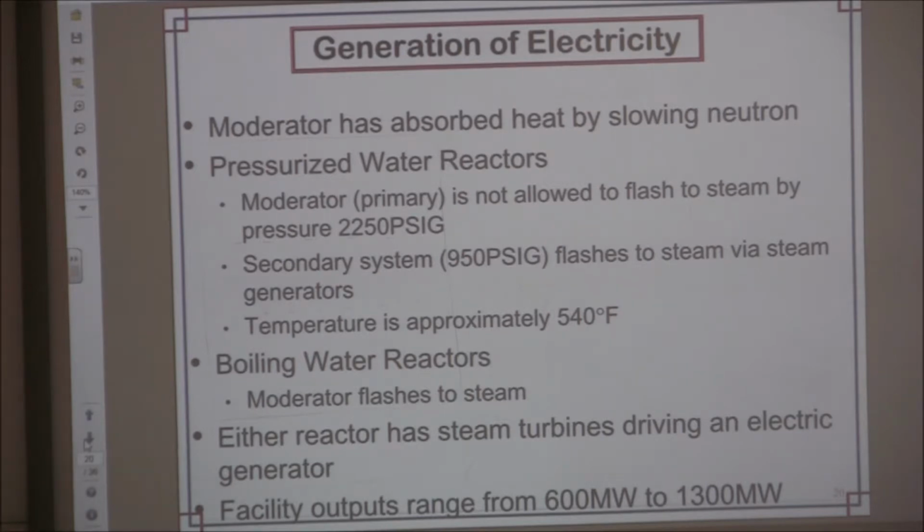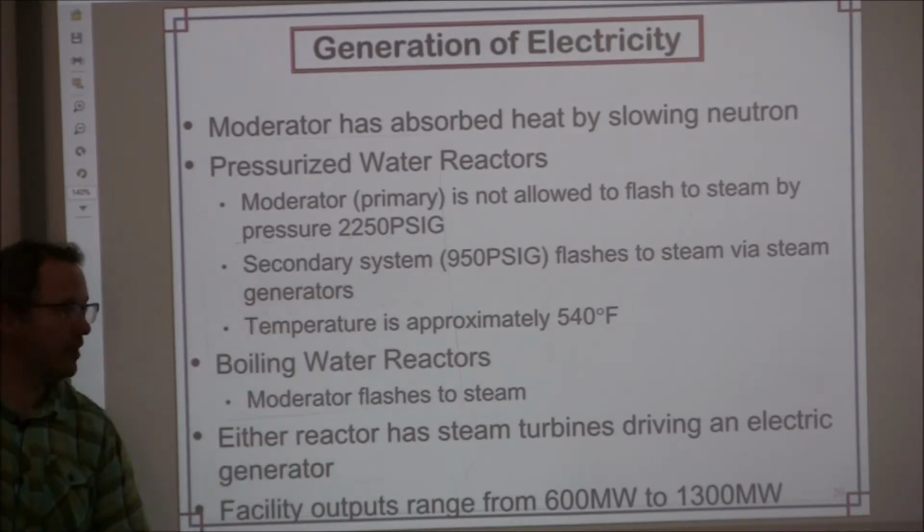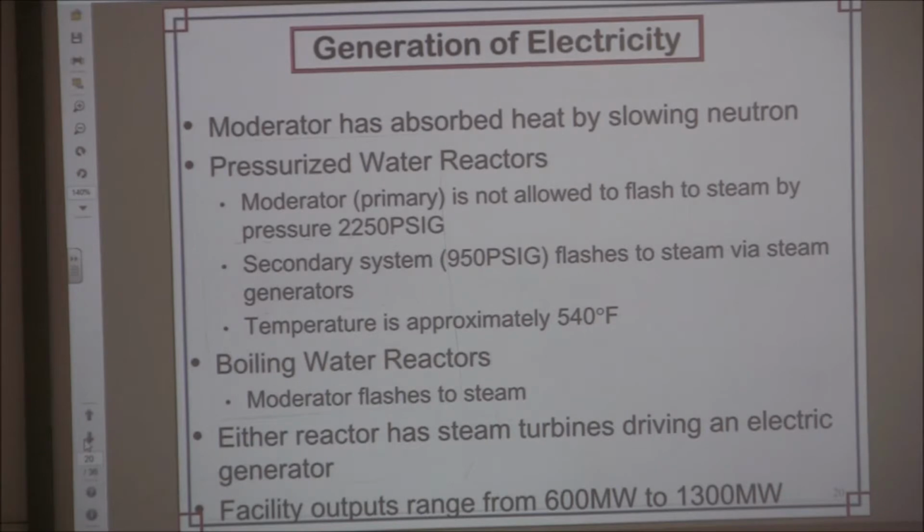So there's no physical connection, only a pipe between them; the water on the secondary side does not come into contact with the water on the primary side. We drop the pressure and we flash it to steam. And the steam is not a high quality steam. It tends to be a lower quality steam with some moisture in it. You can see the temperature, 540 degrees. That's one generation or one type.